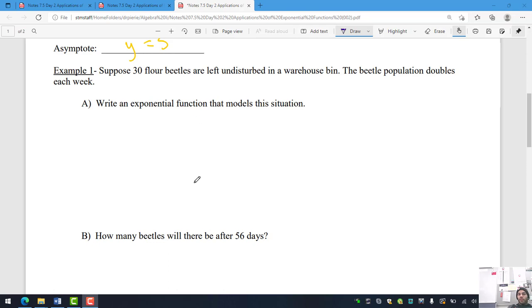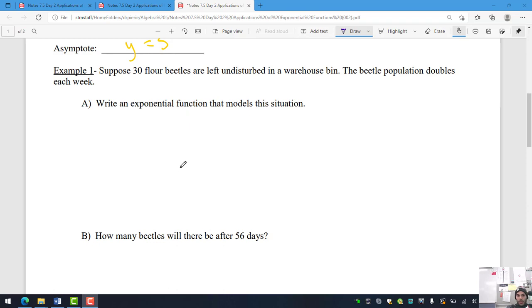Okay, so if you leave some beetles in a box for a while, they're going to start mating, and the number of beetles in the box is going to go way, way up really, really quickly. So our job here is to write an exponential function that models this scenario.